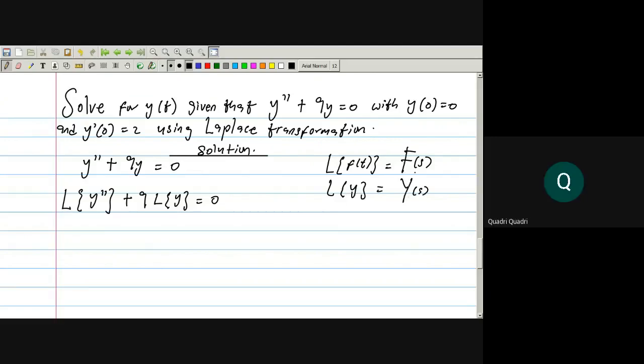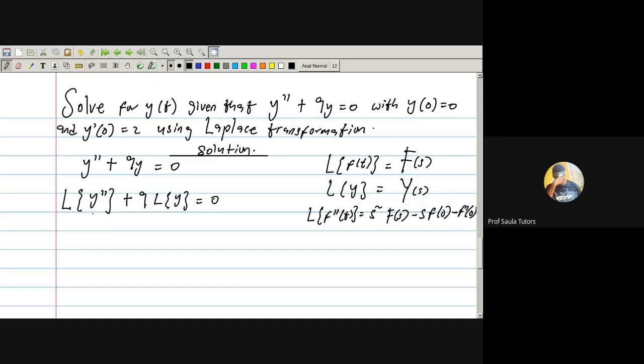Now, don't forget the Laplace of the second derivative, f prime prime of t. Let me remind you, it is s squared f of s, minus s f of 0, minus f prime of 0. Yes, I remember.